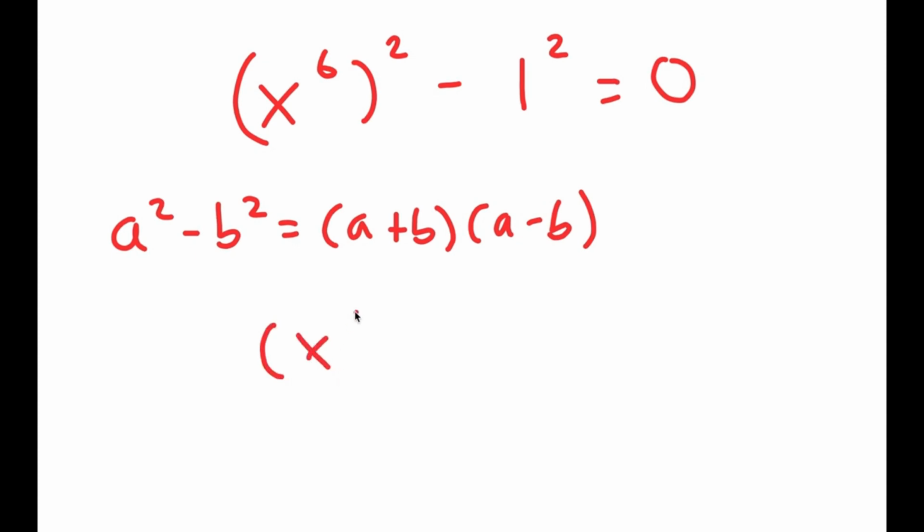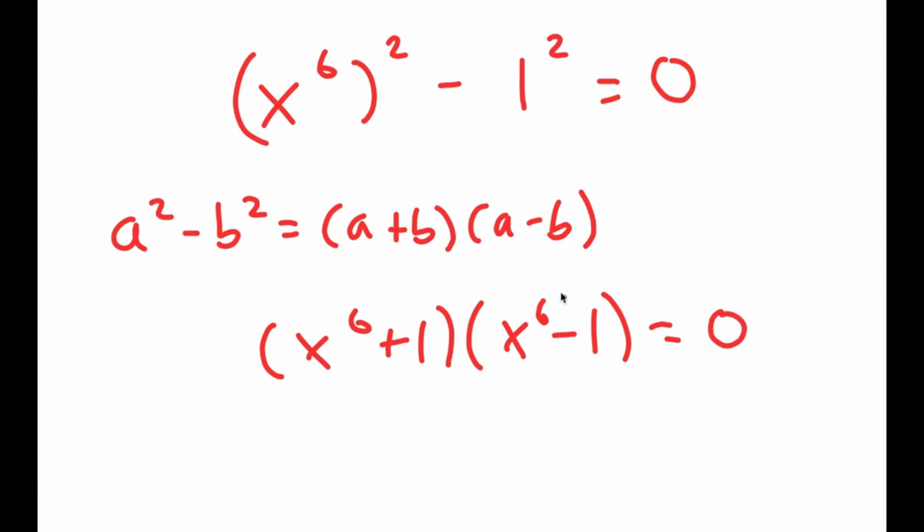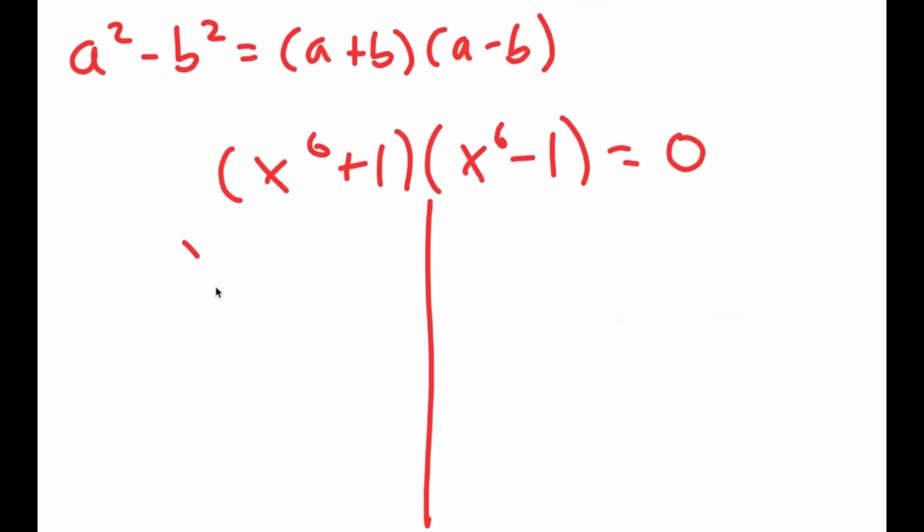So this turns into x to the power of 6 plus 1 times x to the power of 6 minus 1 is equal to 0. So this gives me two equations. I get x to the power of 6 plus 1 equals 0, and x to the power of 6 minus 1 equals 0.